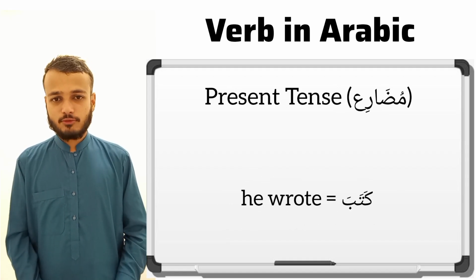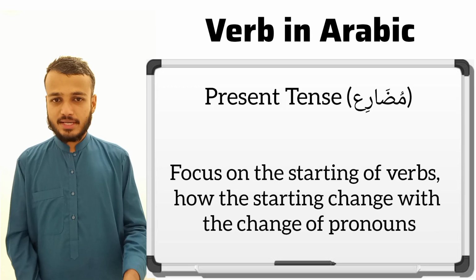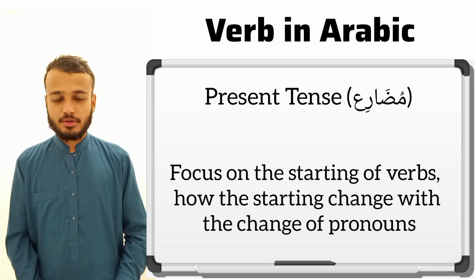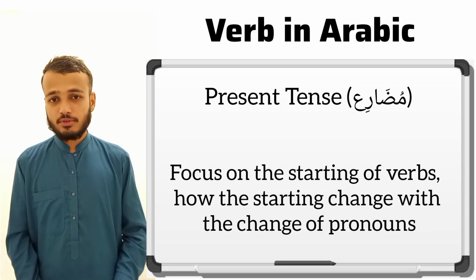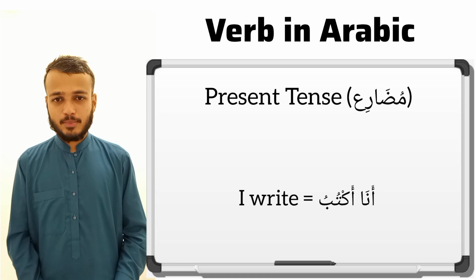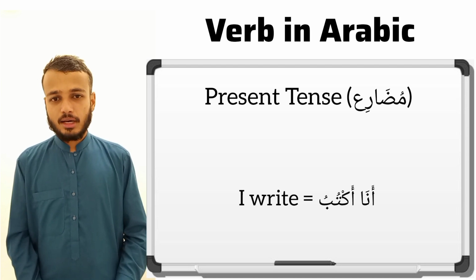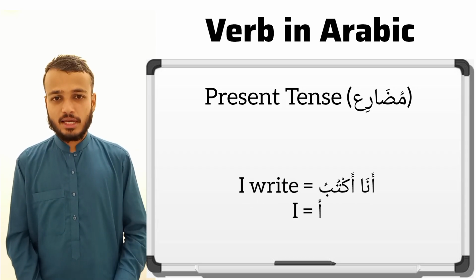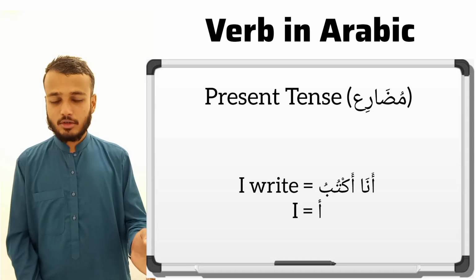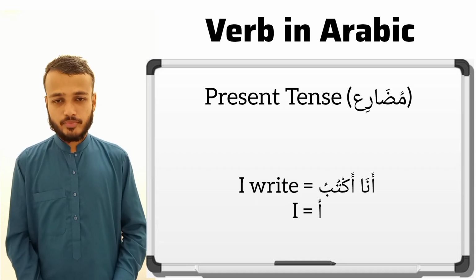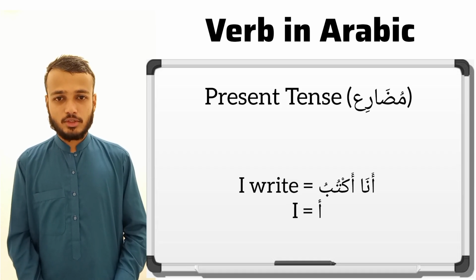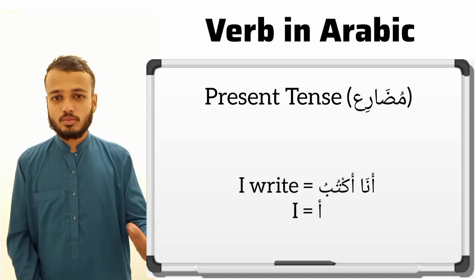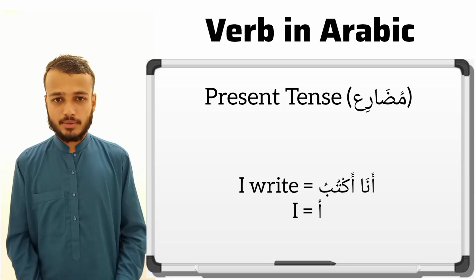Now let's try this verb in present tense. In present tense, just focus on the starting of verb, how the starting changed with the change of pronoun. For example, I write, ana aktubu. I mean ana. If we use I, we add alif at the starting of the verb. Or simply we say aktubu. No need to use pronoun.